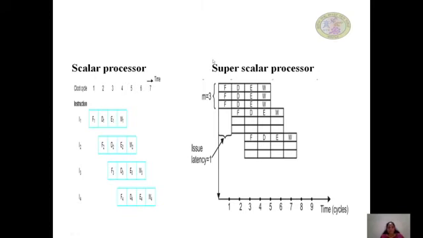to the scalar processor. Here, in order to execute the 9 instructions, it takes around 6 clock cycles, whereas in the case of a scalar processor, in order to execute 9 instructions, it takes 12 clock cycles.